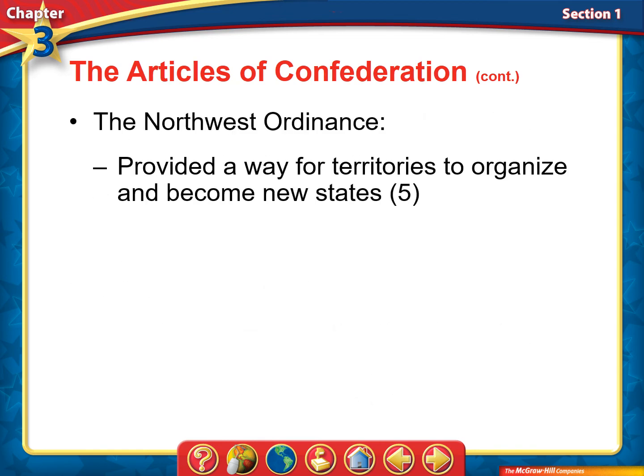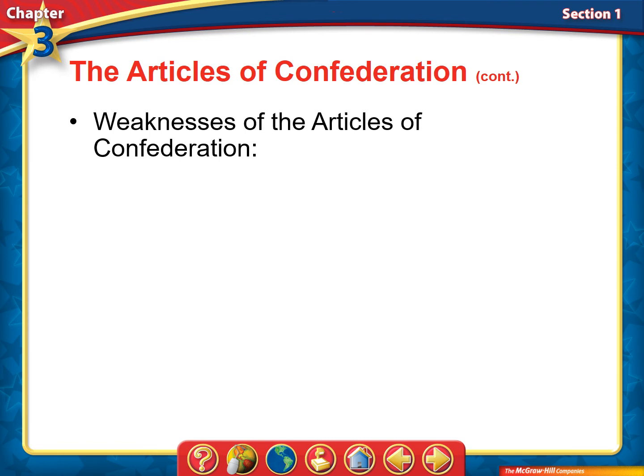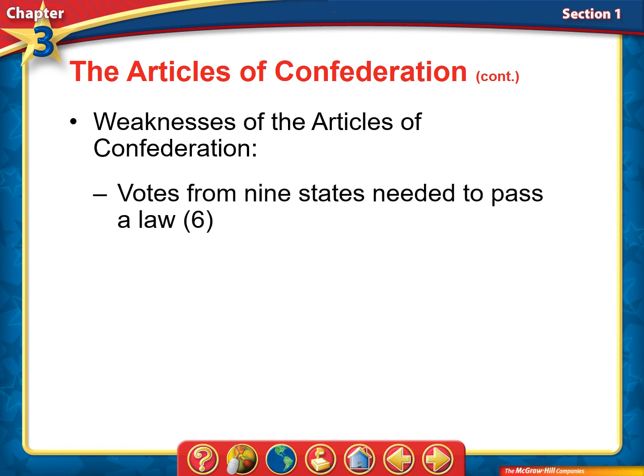Another of the accomplishments was the Northwest Ordinance, and it provided a way for territories to organize and become states. It's also important to note that even from the very beginning of our country, slavery was being regulated and outlawed in certain places. But of course, there were many weaknesses in the Confederation that are worth pointing out.